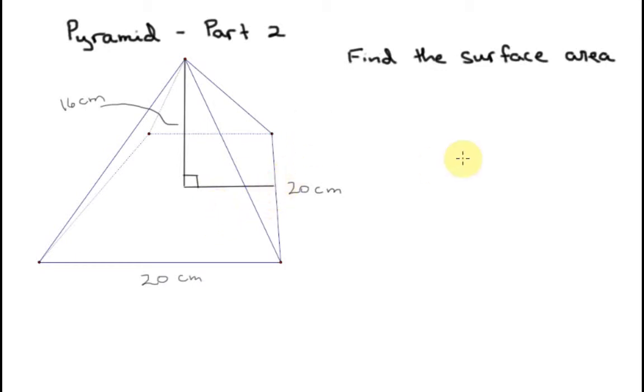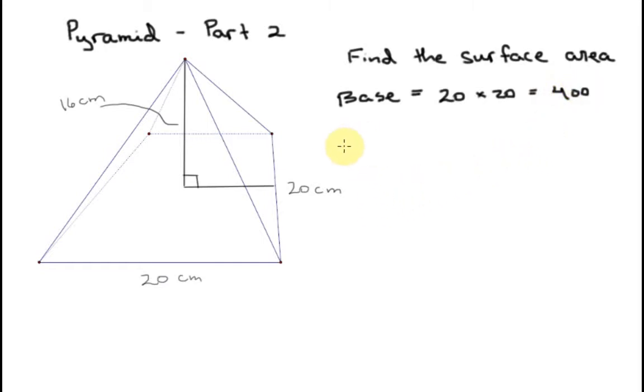So let's start off with the really easy part, which is figuring out the area of the base. Well, the base is pretty nice because it's just a square. So it's just going to be 20 times 20, or 400 square centimeters.